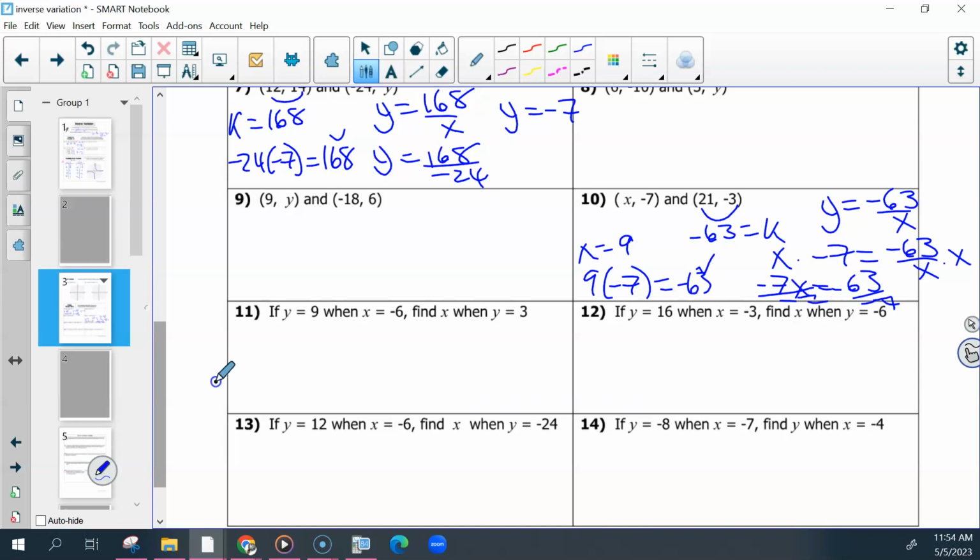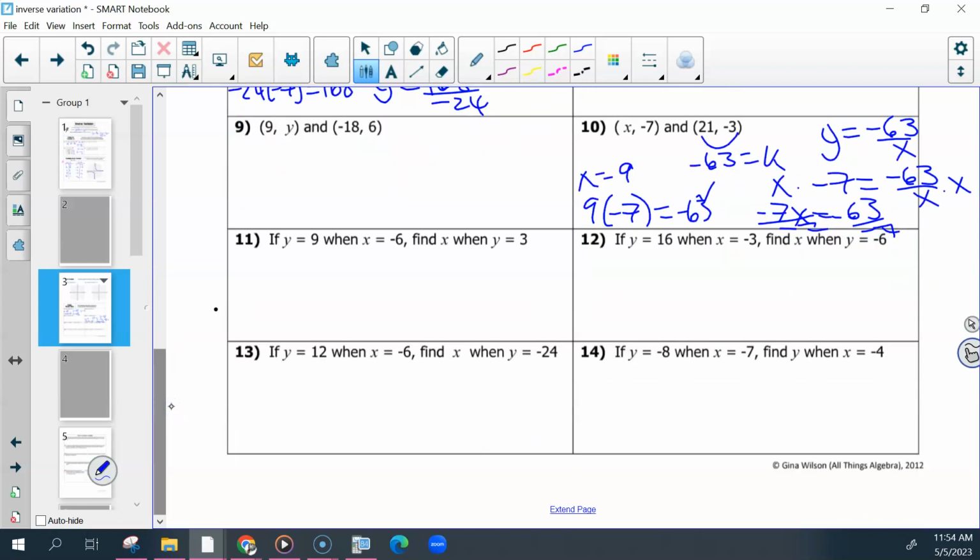A couple more of these and then we'll move on to the word problems. Same as direct, same process, but now it has more words. So let's do 11. Multiply these two, what did you get? 54. Put that in your equation, y equals negative 54 over x. You have to find x when y is 3, so put 3 in.